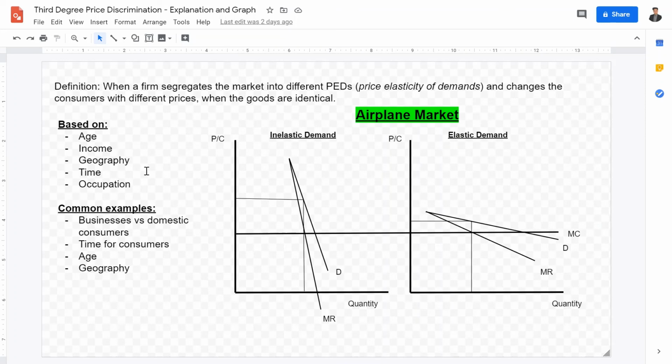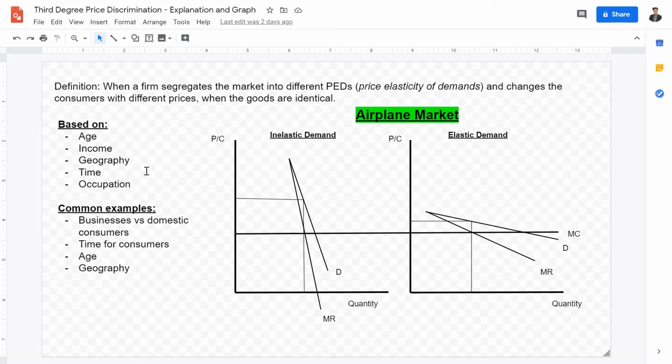Okay, last but not least, we have our third-degree price discrimination. What is third-degree price discrimination? So third-degree price discrimination occurs when firms and corporations are able to segregate the market into different consumer groups based on the price elasticity of demand, and charge the different consumer groups different prices. Now, what are some examples of third-degree price discrimination? For example, airline tickets, okay?